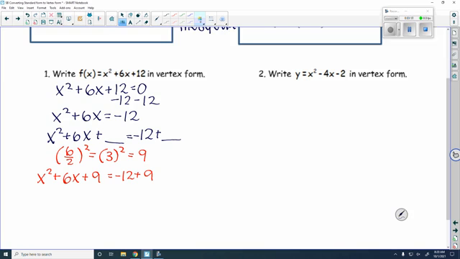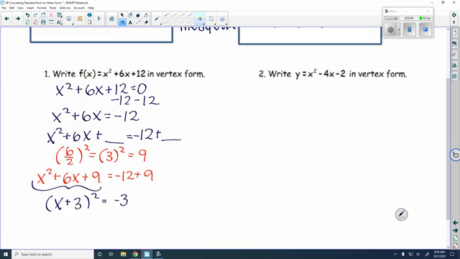Okay, here's the simplifying part. This is the part that we kind of get confused on. All of this will always simplify to x plus this number divided by 2. X plus b over 2. What is your b divided by 2? 3, right? X plus 3 squared. And then negative 12 plus 9 is negative 3. And you've now completed the square.